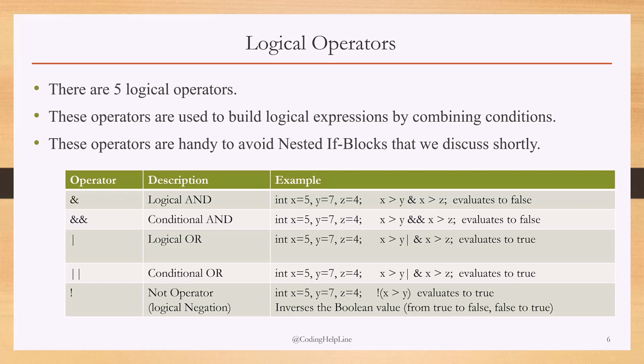So it is basically a shorthand or short circuit. If this is true, it goes to evaluate this one. Otherwise, it does not. Same goes for these two. This is logical OR and this is conditional OR. Logical OR checks all the conditions, no matter whether this one is true or false. In case of conditional OR, if the first is true, it evaluates the expression to true. If this is false, it evaluates this one.